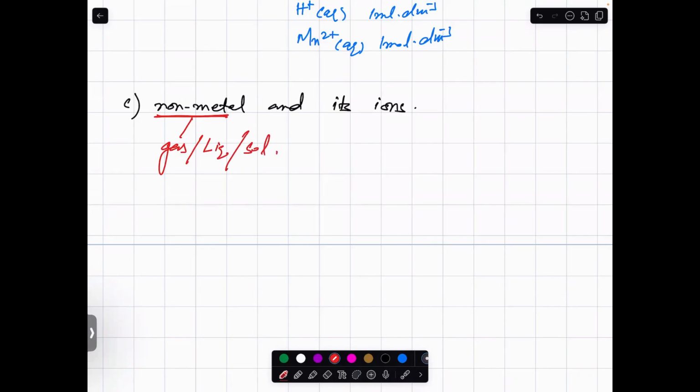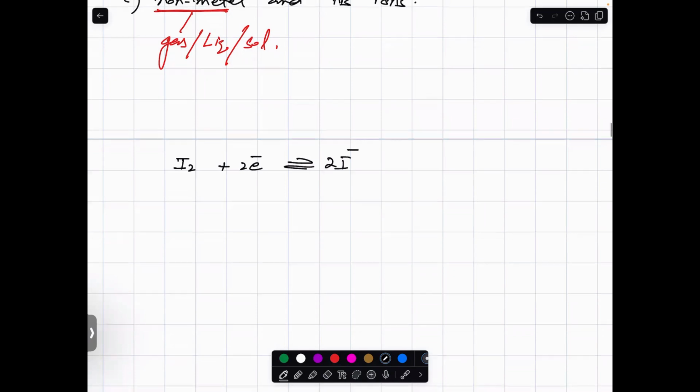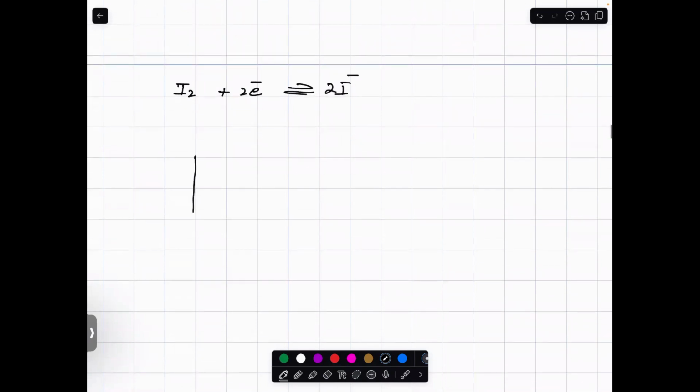But in the past papers I've seen, they only ask for the gases. I have never seen that they ask you the construction of the liquid or solid. But okay, we can do one example of each. For example, you have iodine, which is solid, plus two electrons, making two iodide. So what are you supposed to do? Is there any metal in this? No.